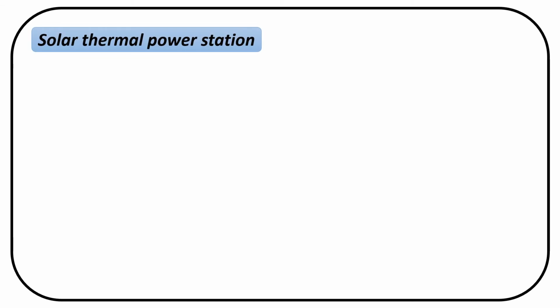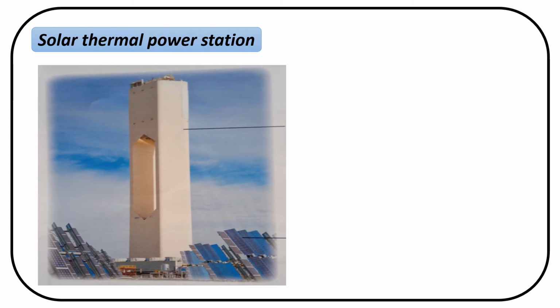Students, let's look at this. This is called solar thermal power station. How does it work? So that is our solar thermal power station. In a solar thermal power station, we have this, which is called the solar receiver tower. So that is the solar receiver tower.